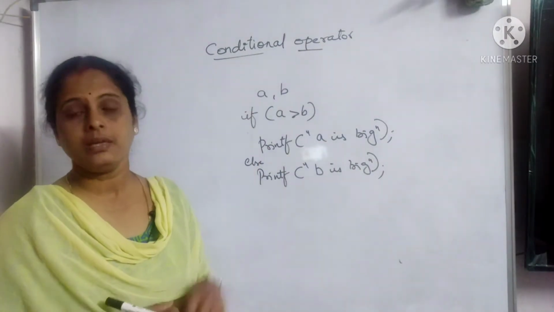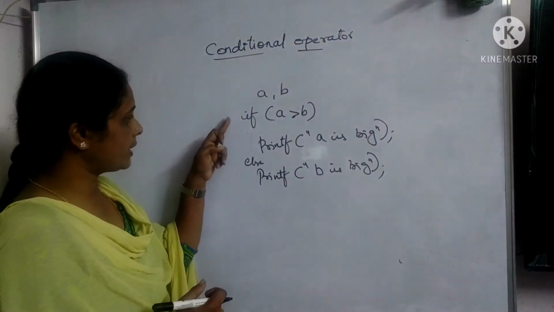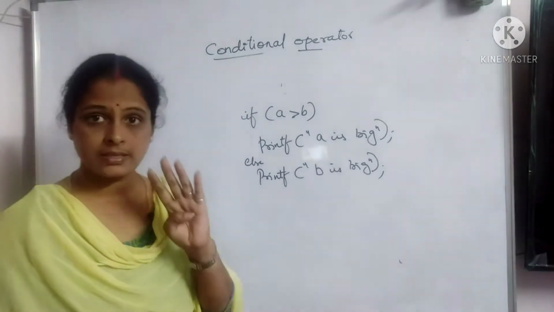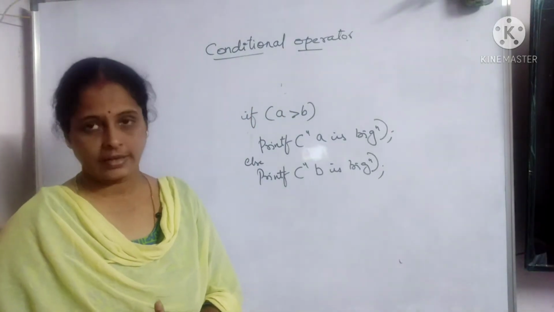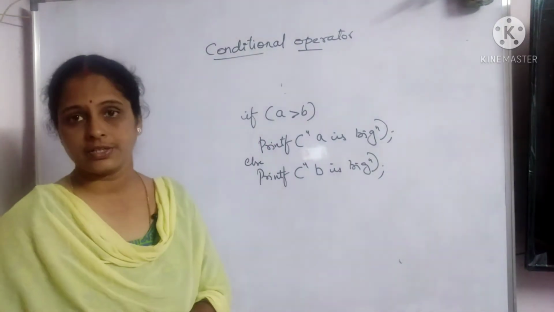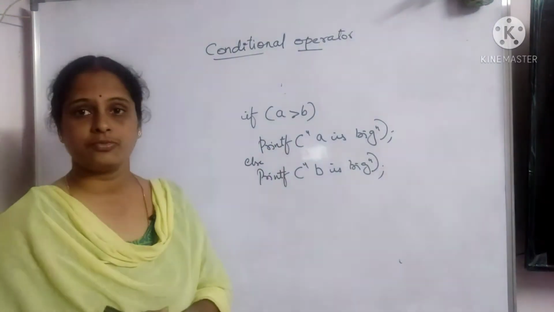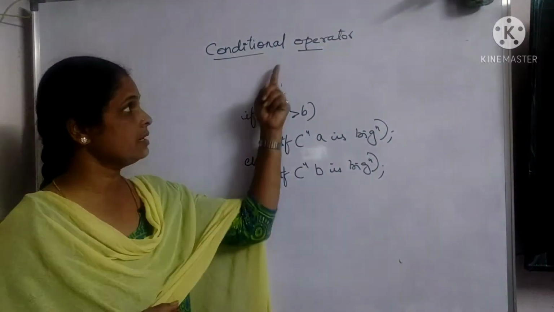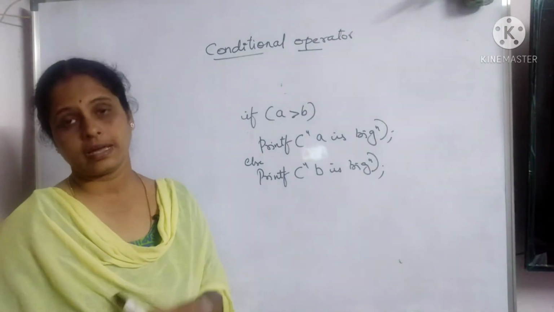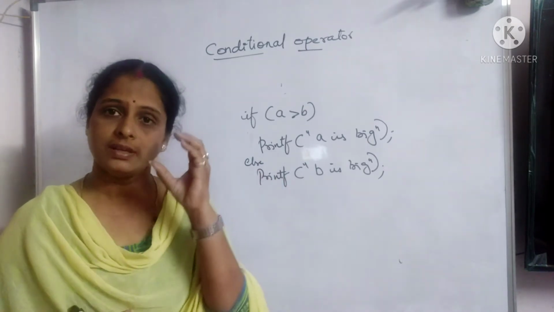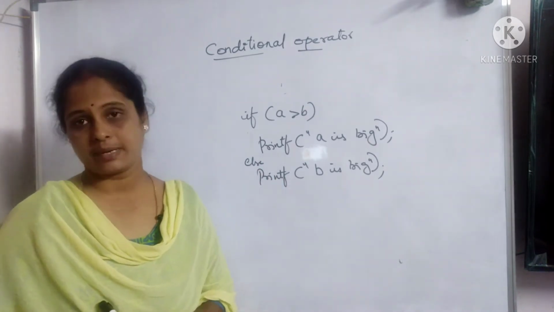If you see here, we have to write 1, 2, 3, 4 lines of code to find out this one condition. To avoid this number of lines in such situations, we can go for using the conditional operator. An alternative for this can be a conditional operator, where you have fewer statements.